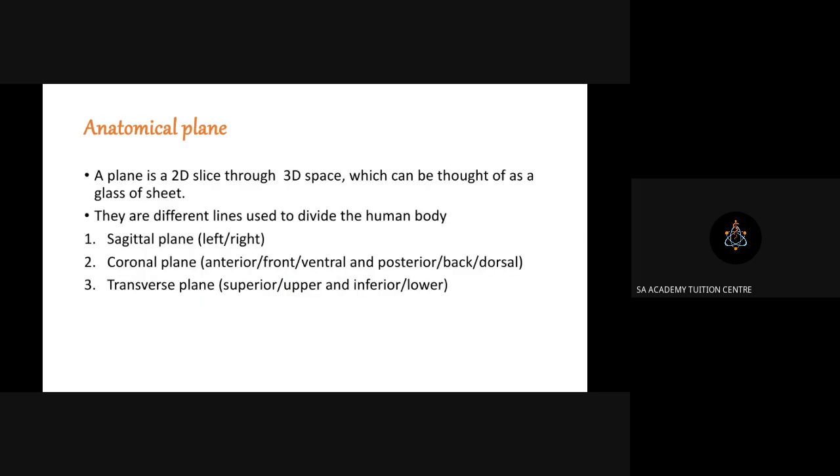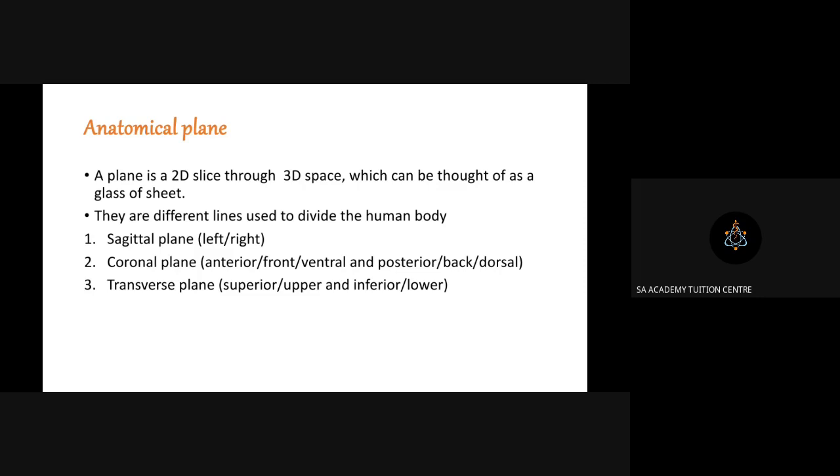So we look at the anatomical planes. What are anatomical planes? A plane is just a 2D slice through a 3D space, which can be thought of as a glass sheet. They are basically different lines used to divide the human body. Are we together? They are just lines used to divide the human body, and they help us name structures, refer to structures, and locate structures easier.